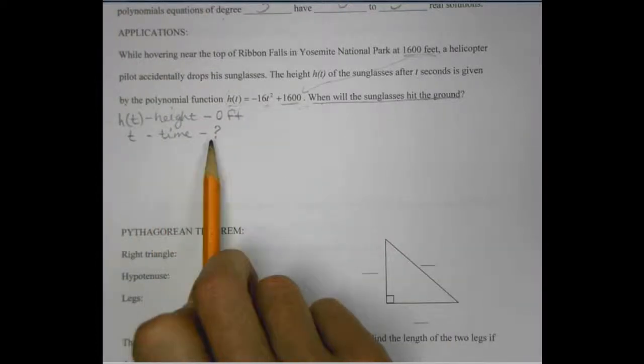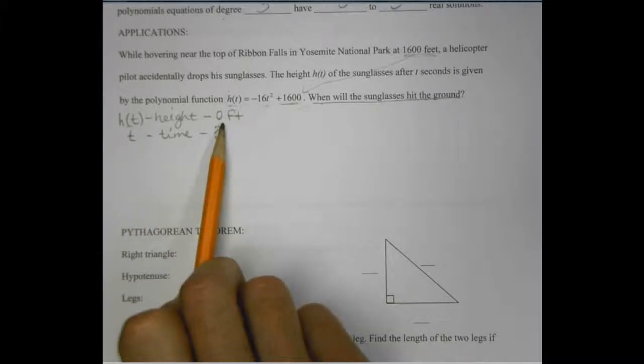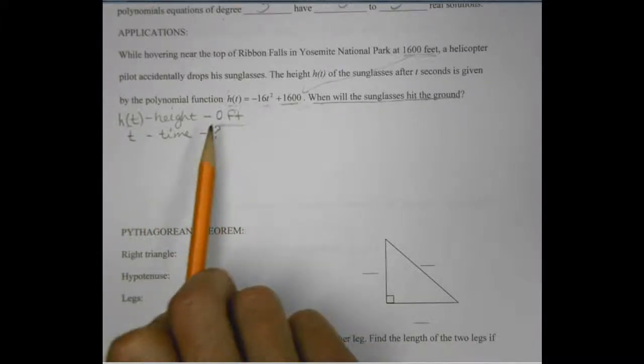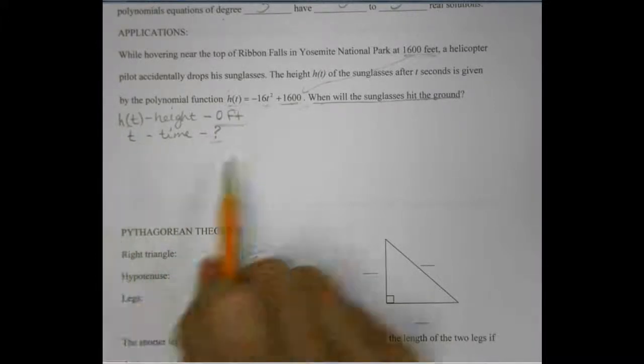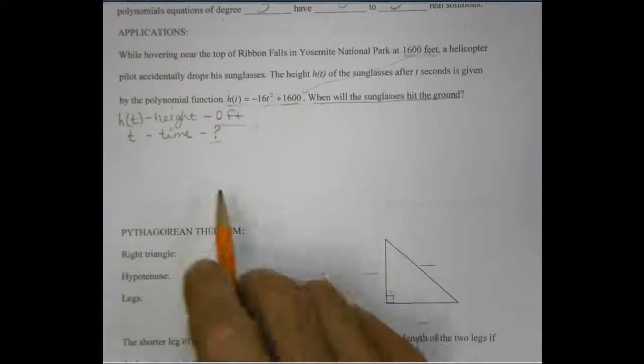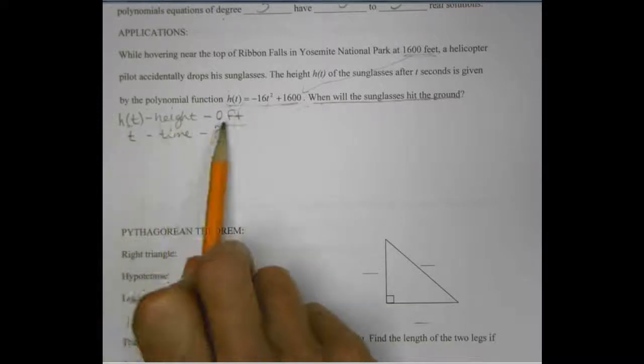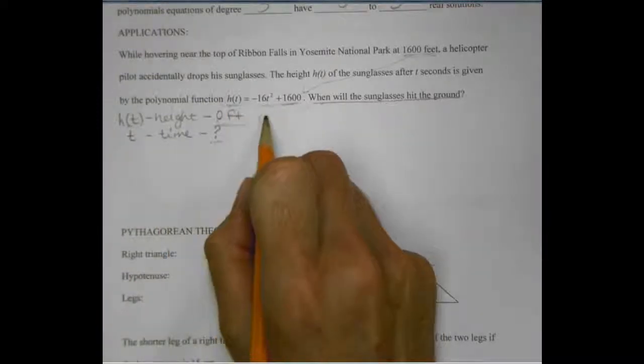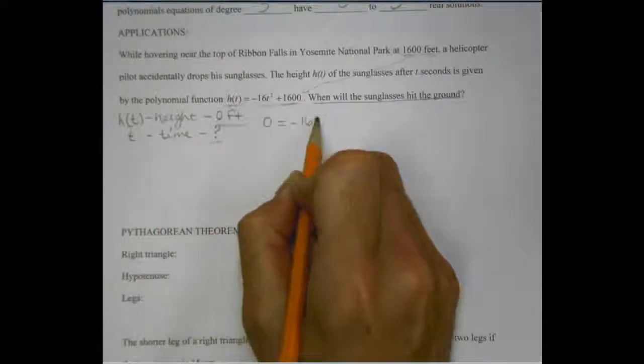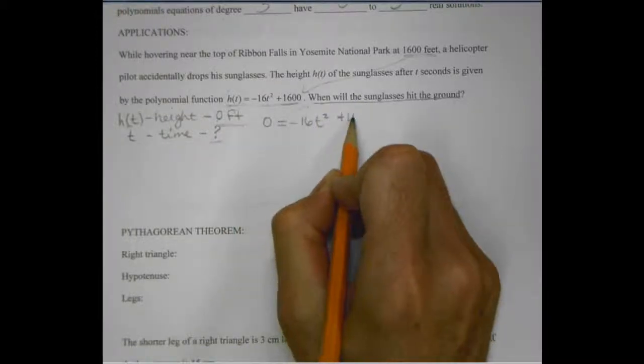We don't know the time, but we do know the height. So we have a height of 0 feet and a time of unknown, and we want to use this equation to help us solve that. So instead of this height, the h of t, we're going to put in a 0. So I have 0 equals negative 16 t squared plus 1,600.